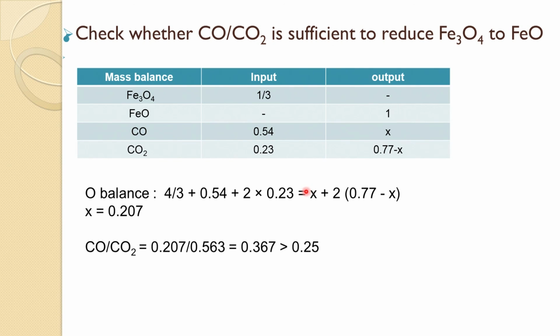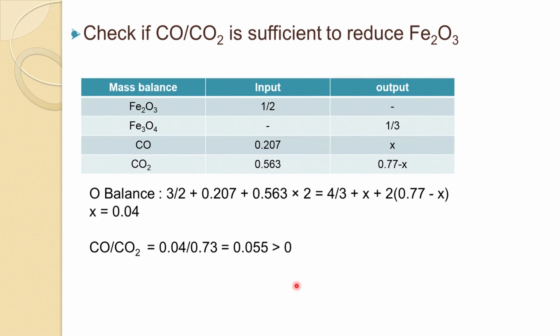Okay, I think one should be here, which is missing. So that gives you 0.207. And when we look at the CO2 ratio, it's about 0.367, which is greater than what is required. So even the CO2 ratio is sufficient to reduce the magnetite into FeO, and certainly then it would be possible even to reduce the hematite into magnetite.